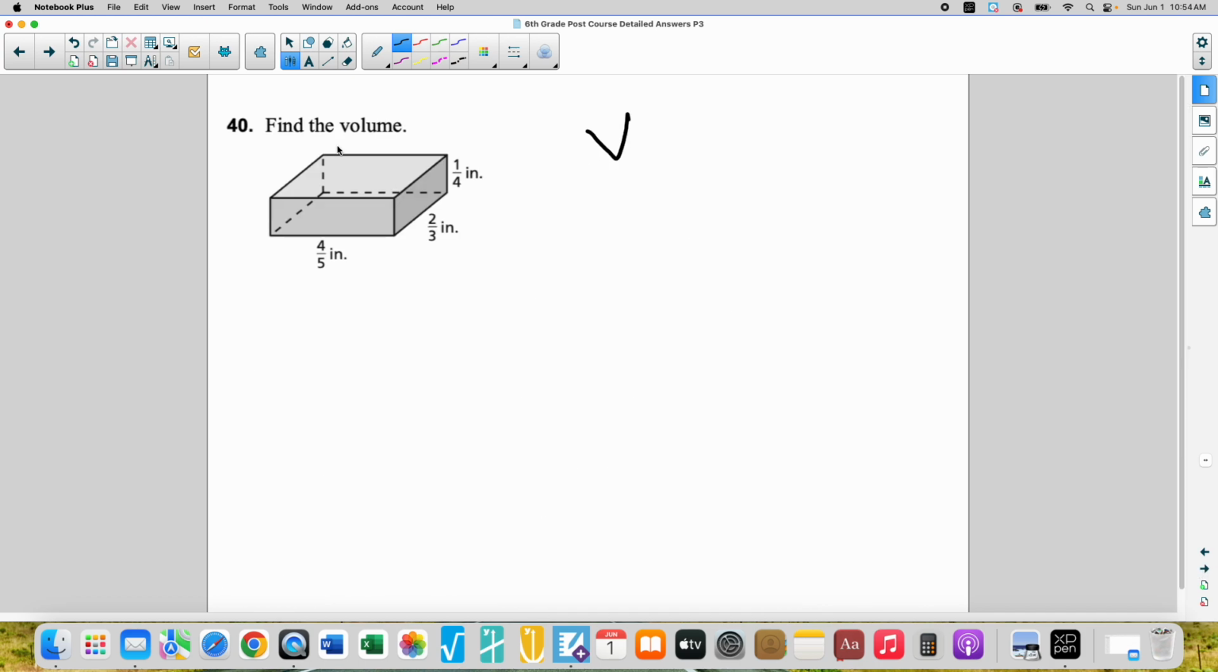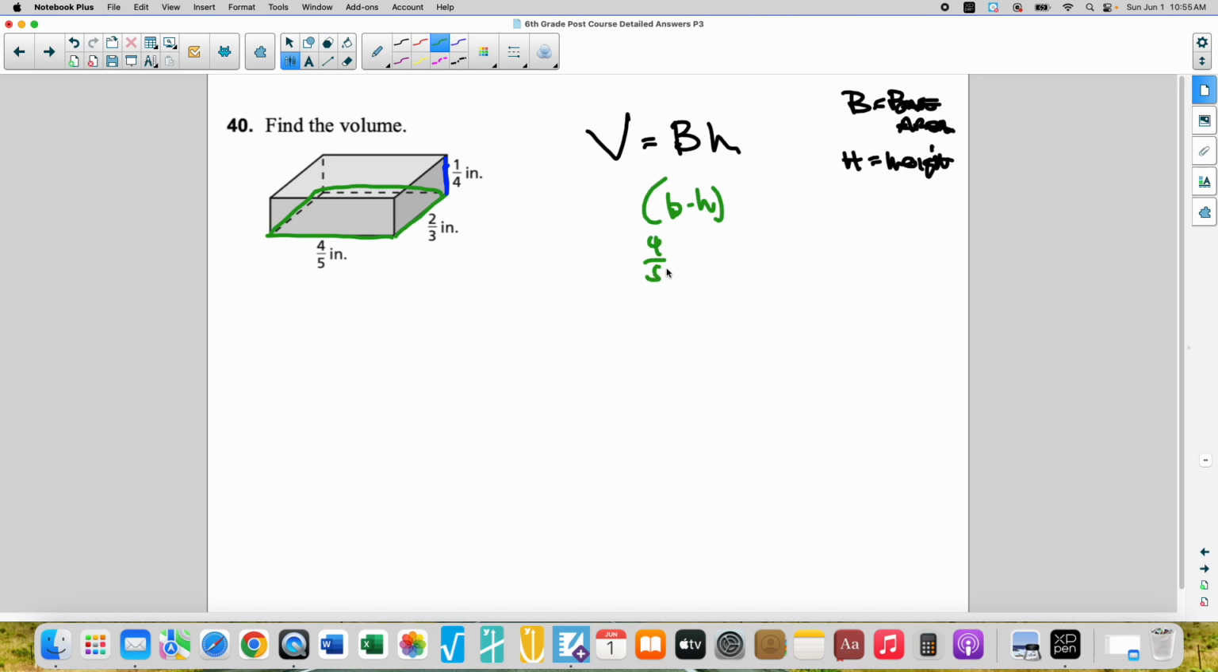Find the volume. So volume, this is a rectangular prism. Volume equals big B times H, where big B stands for base area and H stands for the height of the object, the distance between the two bases. So if I'm going to make this my base shape, and this is going to be my height, the distance between the two bases. The base shape is a rectangle, so I'm going to do base times height of the rectangle, and the base is 4/5 of an inch times 2/3 of an inch. That's my area of my base, and then I'm going to multiply it by my height, 1/4 of an inch.